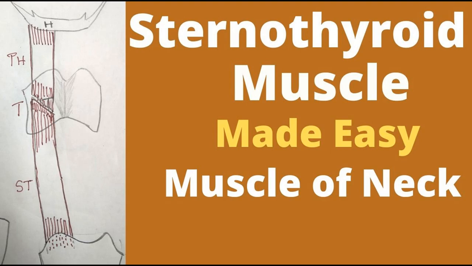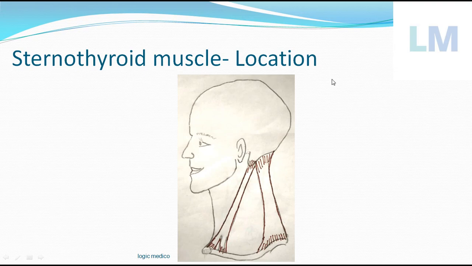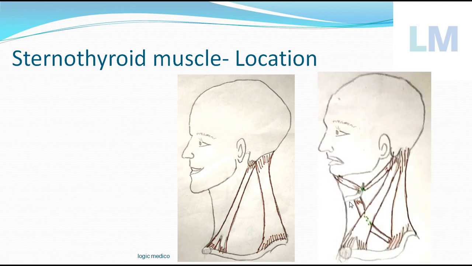Without wasting much time, let's start with this muscle. The sternothyroid muscle is a very simple muscle. The location of this muscle, as already stated, is in the neck. The neck is a very wide area, so where exactly is it present? It is present in the anterior aspect of the neck below the hyoid bone. So it's below this hyoid bone, over here in the anterior aspect of the neck, or you can say in the anterior triangle of the neck.